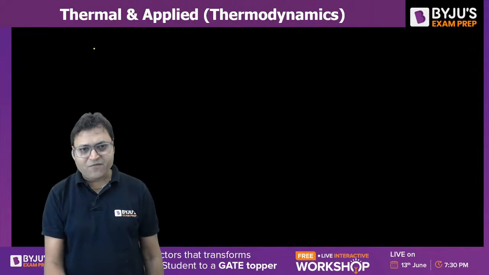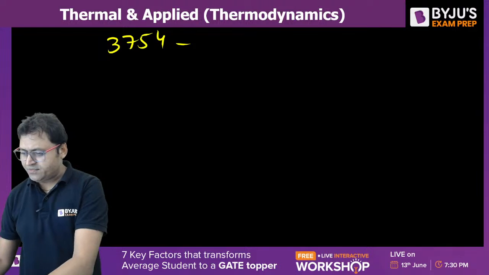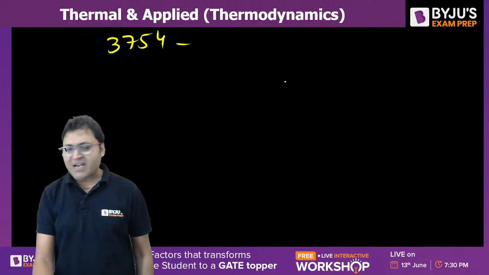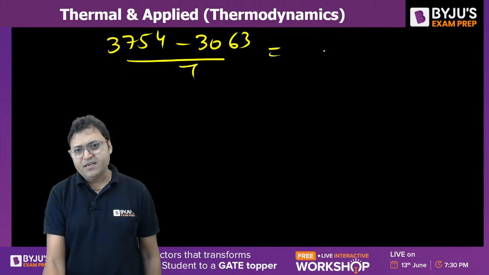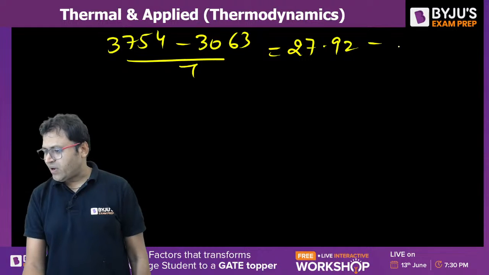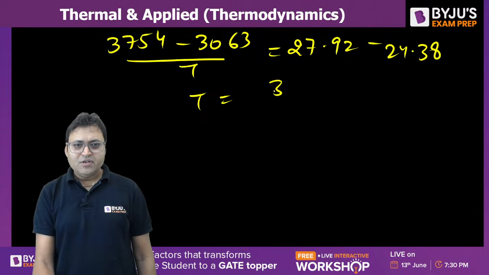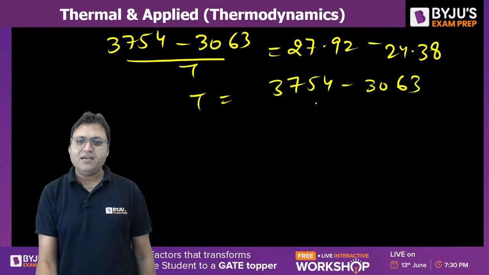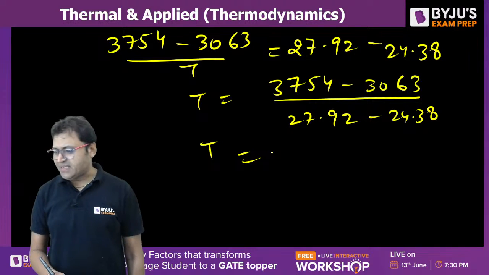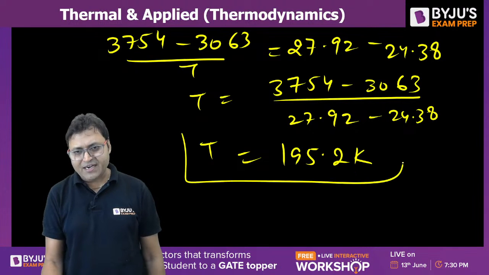So we can say 3754 minus 3063 upon T is equal to 27.92 minus 24.38. So what is the value of T? T is equal to 3754 minus 3063 divided by 27.92 minus 24.38. So what is the temperature? Are you getting it as 195.2 Kelvin? It is around 195.2 Kelvin.